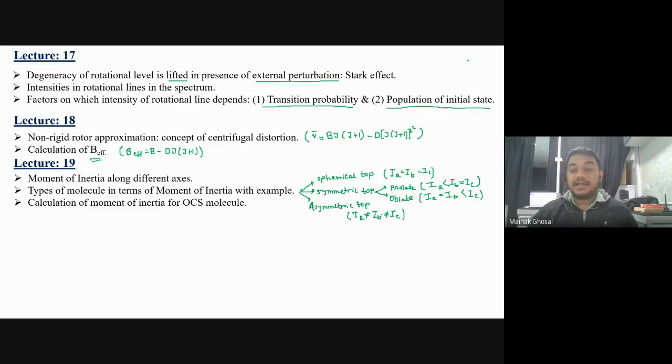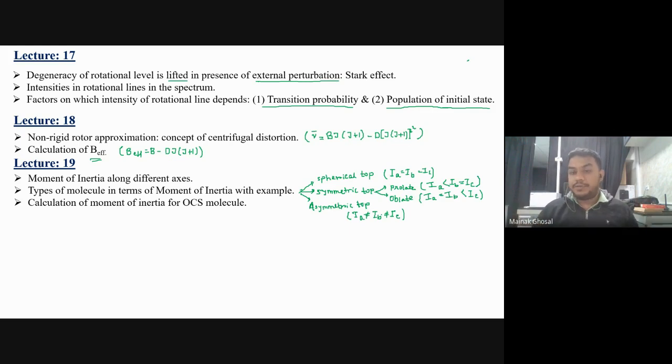is equal to Ic. That is, I is the moment of inertia along different axes, and if these three are equal, then we can see that this molecule is spherical top. But if Ia is less than Ib and Ic, where Ib and Ic both are equal, this is nothing but prolate symmetric top molecule. And if Ia and Ib both are equal, but this is less than Ic, then we can say that this is oblate symmetric top molecule.